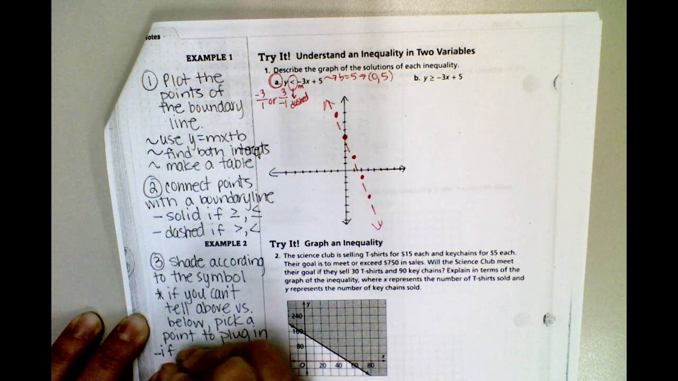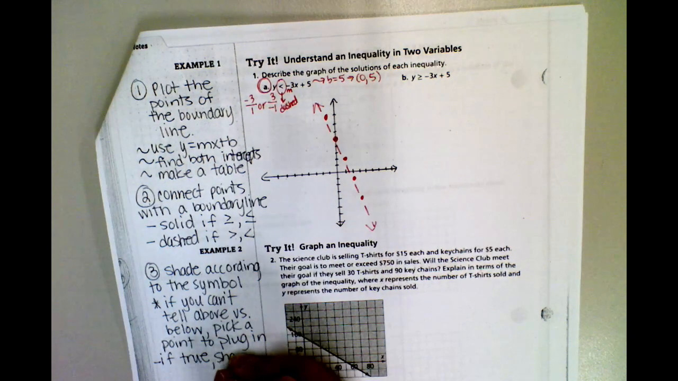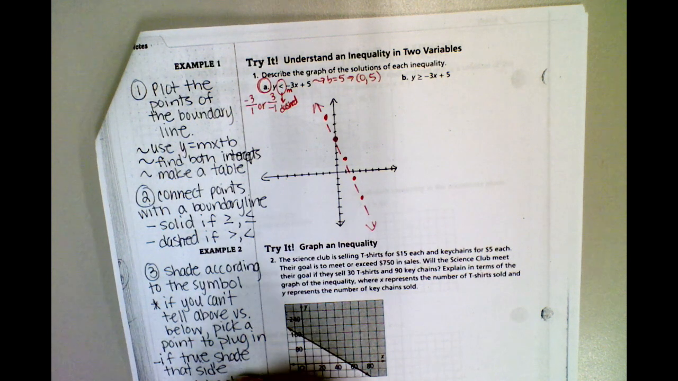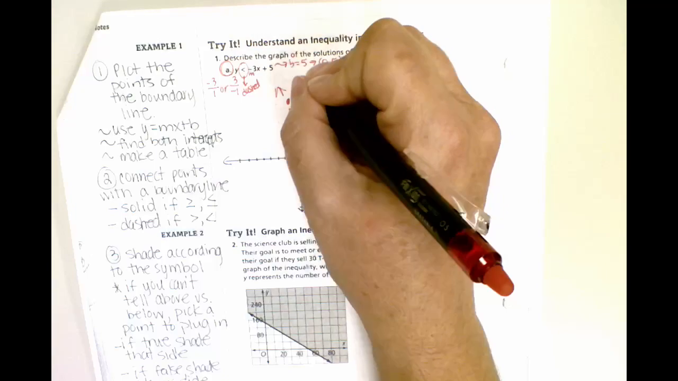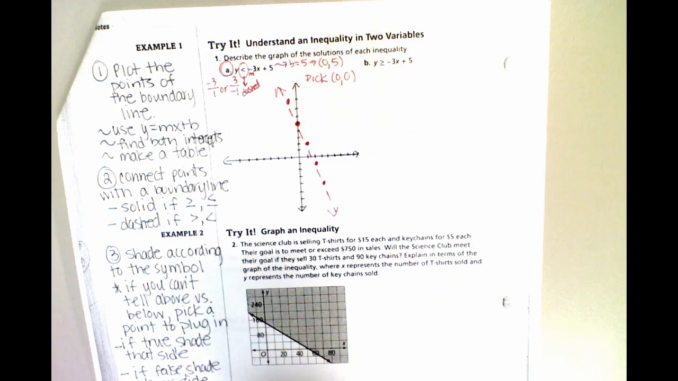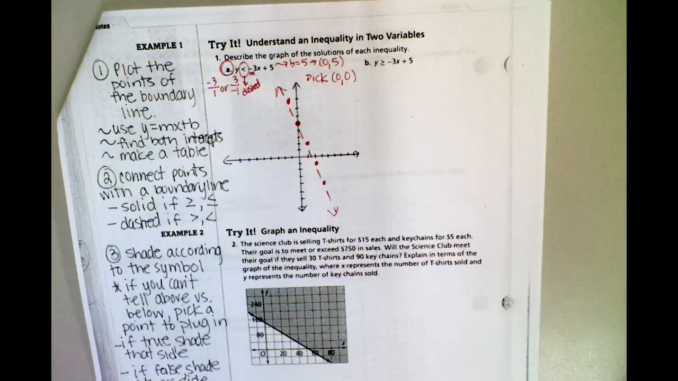If it gives you a true statement, shade that side. If it gives you a false statement, shade the other side. So here I might pick, let's say, (0, 0). I can't pick something on the boundary line, right? That's not going to tell me anything. I'm picking something either above or below the line.